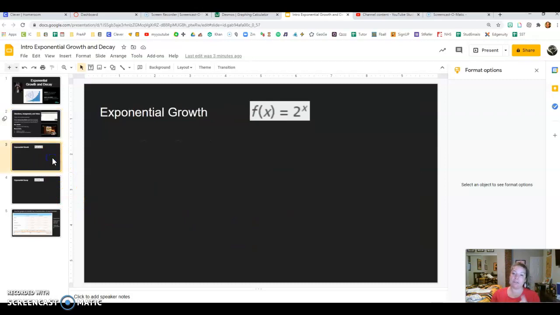You're going to go graph y equals 2 to the x. You're going to take a screenshot of what your table looks like and what your graph looks like. Those are going to go on this slide. Then you're going to do 1/2 to the x, take a picture of what the table of values looks like, as well as a picture of what the actual graph looks like. That's going to go here.